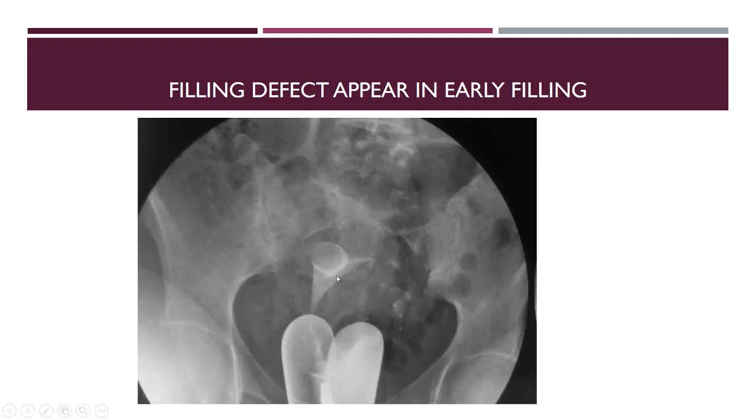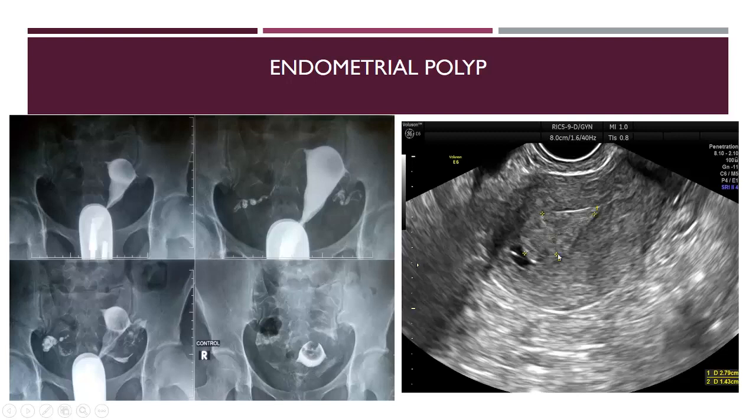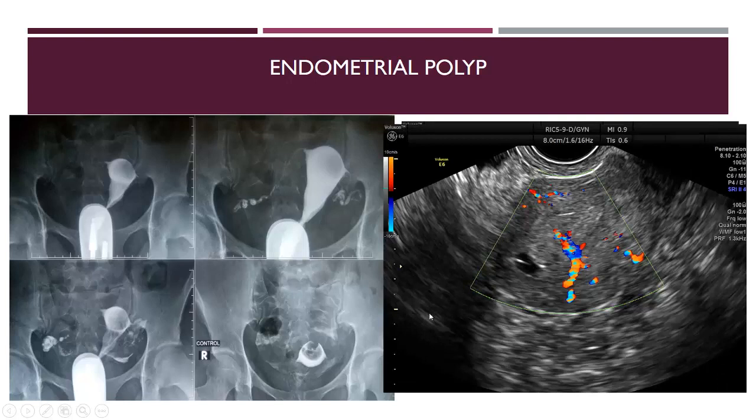Another filling defect. The filling defect usually appears better in the early filling of the uterine cavity. This is early filling of the uterine cavity, and this is the filling defect seen. On opacifying more of the uterine cavity, it starts to be obscured. But in the late film, it is also apparent here. So this is an endometrial polyp, a large endometrial polyp. So with a filling defect, please try to take an early film because it will be delineated by the contrast before the contrast obscures the lesion.